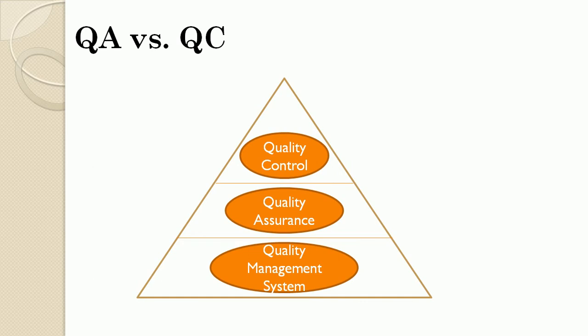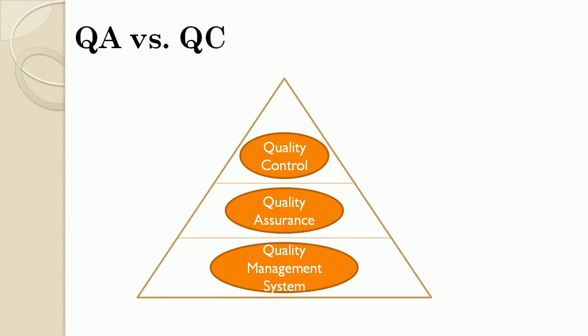QA is referred to as verification, because here we are responsible for verifying the entire process, but QC is product oriented and validates the software application. Validation states: are we building the right product, or are we doing the right job?